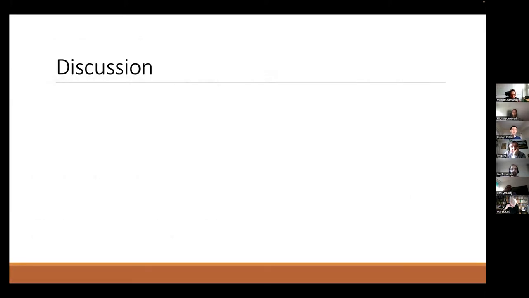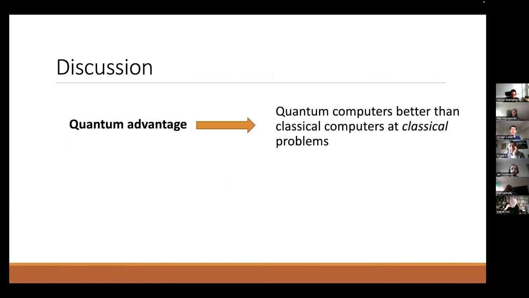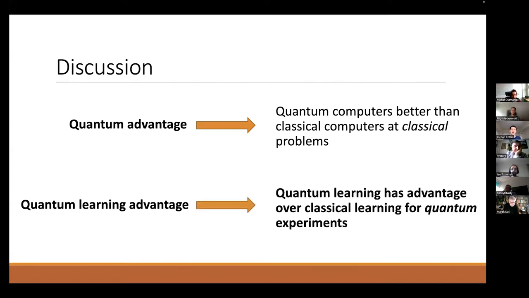Let me make a conceptual point. The usual paradigm of quantum advantage, as it's usually advertised, is that quantum computers are potentially better than classical computers at classical problems. For example, Shor's algorithm for factoring or Grover's algorithm for search. However, what we've talked about here is an idea that you might call quantum learning advantage, in which quantum learning has an advantage over classical learning for learning properties of quantum systems or for performing quantum experiments. This is different. This is not about learning features of classical data, but about learning features of quantum data. And that's where I think a setting in which quantum computing can really shine.